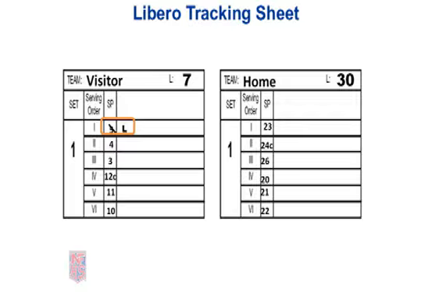The libero goes in for visitor number 5. The libero tracker will slash number 5 and write an L on the line next to it to show the libero is in the set.